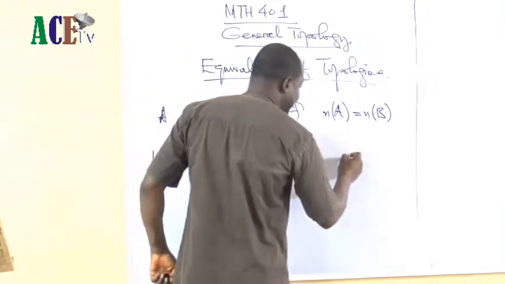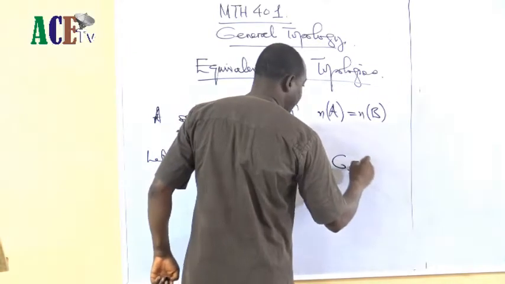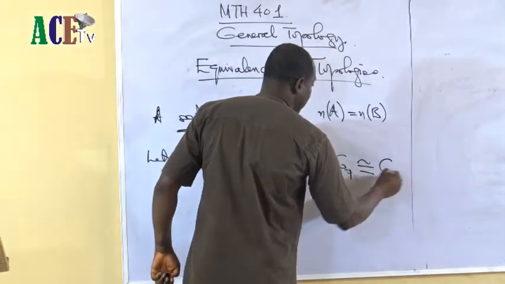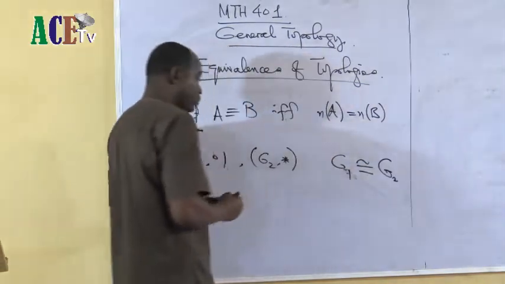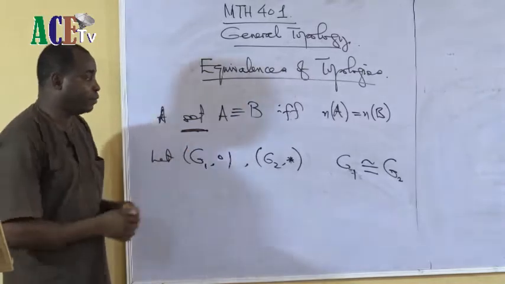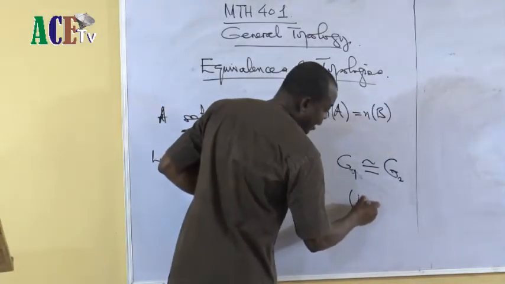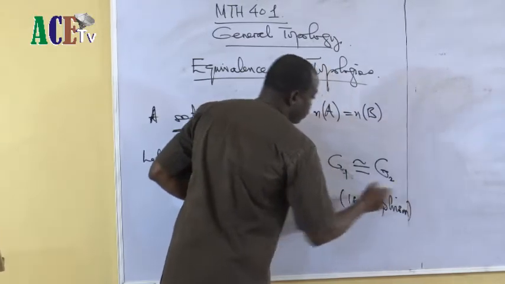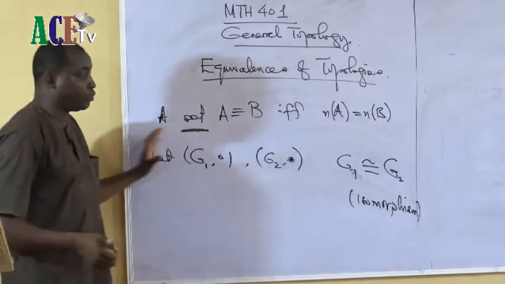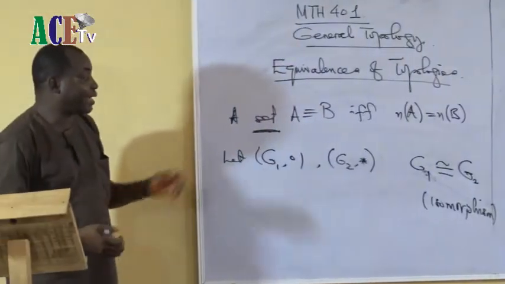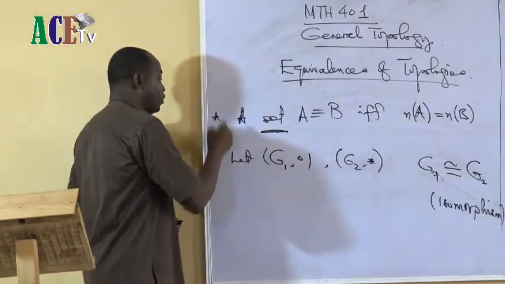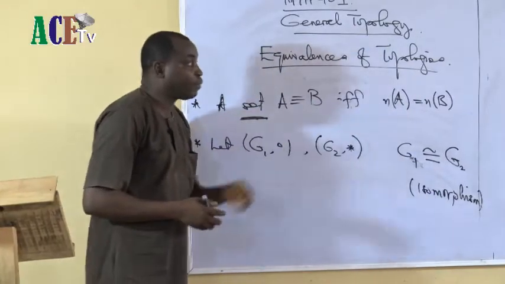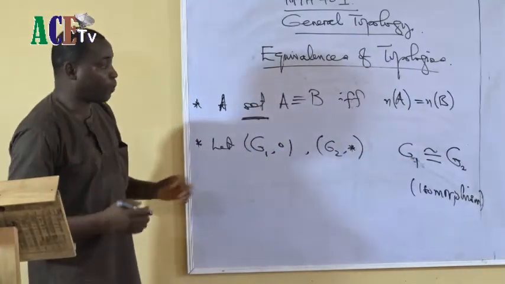So you have what we call an isomorphism. When you want to write an isomorphism, you denote it this way: G1 is isomorphic to G2. So we call this isomorphism when dwelling on groups. Then you can have the third aspect of equivalence, which is what we are looking at today, the equivalence of a topology.